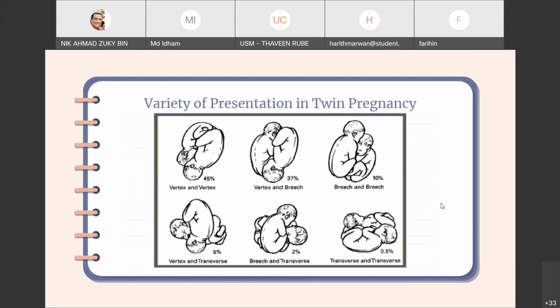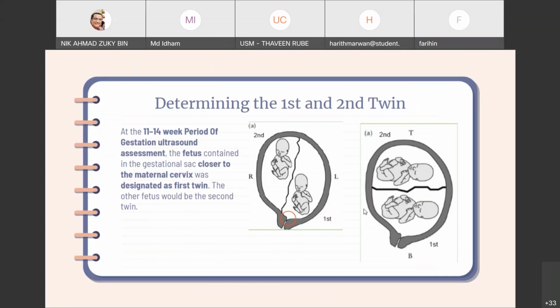Okay, so actually there is a variety of presentations in twin pregnancy. As you can see in the picture, they include vertex and vertex, which is 45%, vertex and breech 37%, breech and breech 10%, vertex and transverse 5%, breech and transverse 2%, and transverse and transverse 0.5%. So normally the presentation will be vertex and vertex in multiple pregnancy.